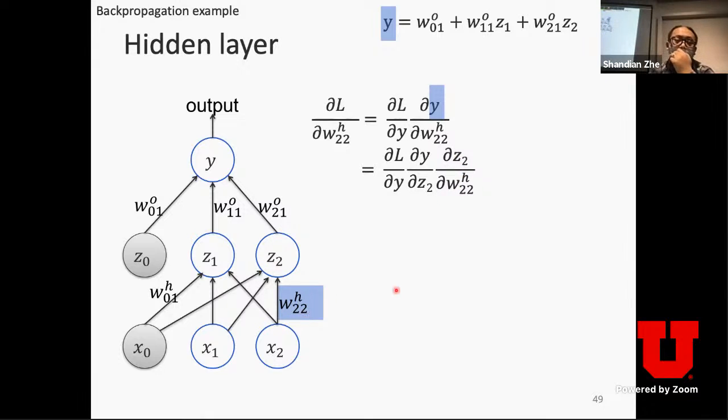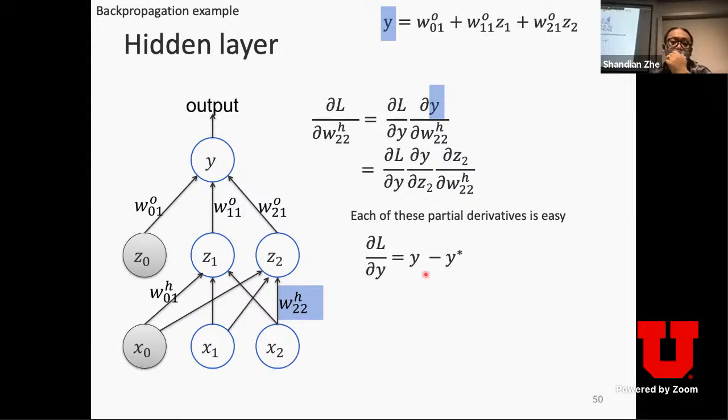So now let us look at how we compute each of these three terms in the product. The first one for sure is Y minus Y star. Y star is the ground truth. We all know the result. It's pretty straightforward. And the second one is easy as well because the output neuron is a simple linear combination of Z0, Z1, and Z2. It's pretty straightforward to compute the partial Y over partial Z2, right?